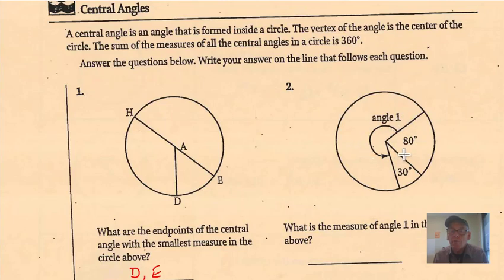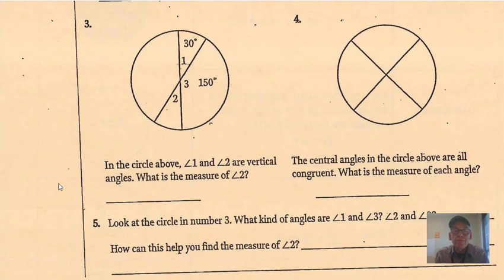All the angles have to add up to 360. The two that they give us add up to 110. So we do 360 minus 110. We get 250. So angle 1 must measure 250 degrees. Let's look at number 3.